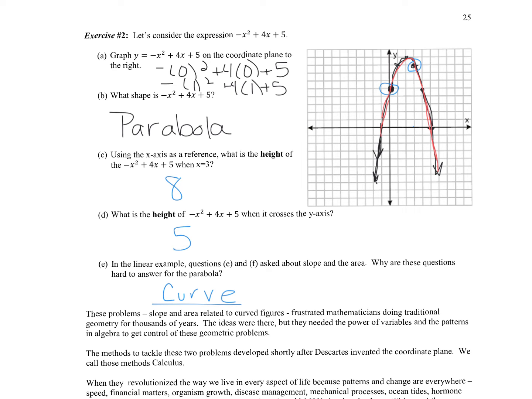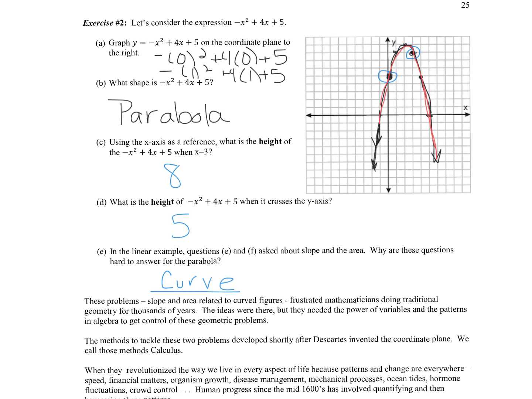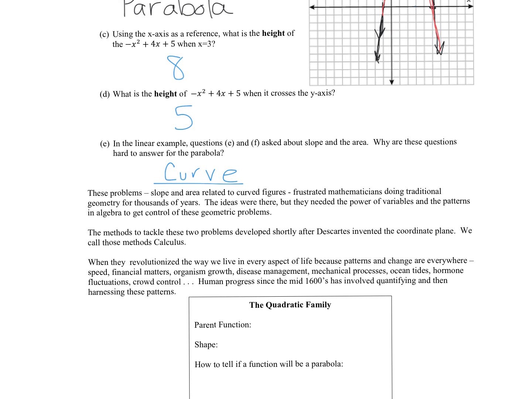Now, just as a side note, it says these problems, slope and area related to curve figures, frustrated mathematicians doing traditional geometry for thousands of years. So when they had these shapes, they actually knew about parabolas and something called conic sections. Circles are also a curve shape, and they were trying to find good ways to find the area of these shapes. They had ideas, but they needed the power of variables and the patterns in algebra to get control of these geometric problems.